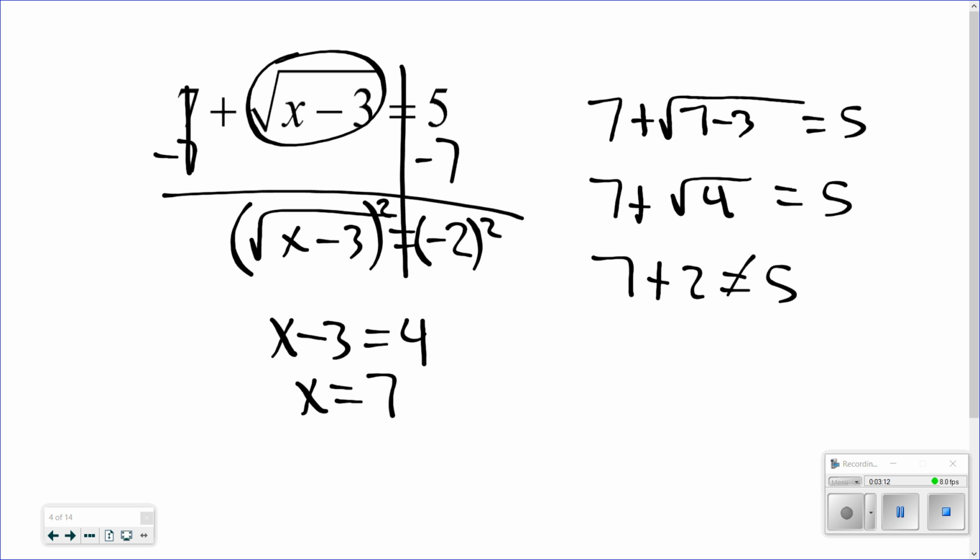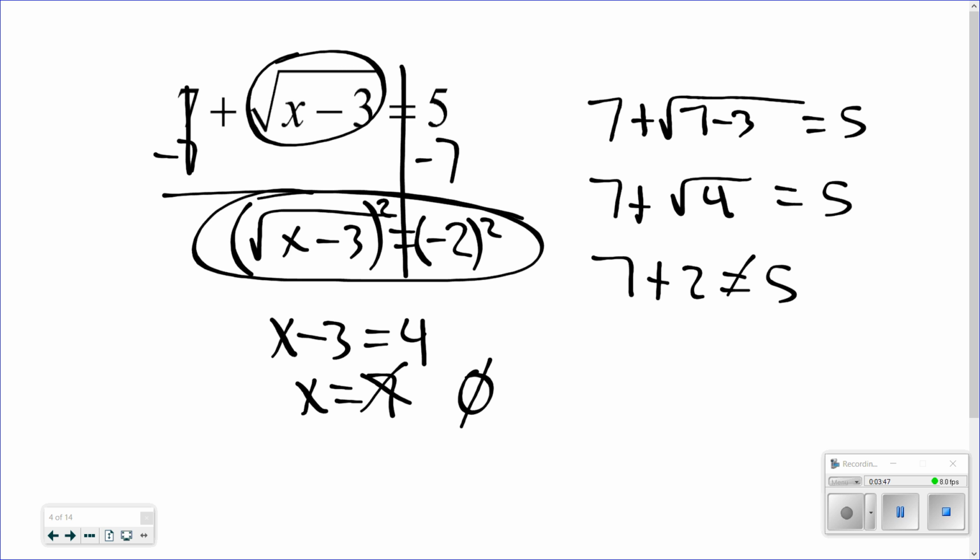So this brings up a really important point: all the steps I did there were correct. That is how we solve radical equations. When you get to this step right here where you square both sides, that can sometimes give you a false answer. So even though I did the steps correctly, I ended up with an answer that doesn't work. By the way, this is the only possible answer. So the only possible answer is 7. If it doesn't work, that means this equation has no solution. Nothing will work.